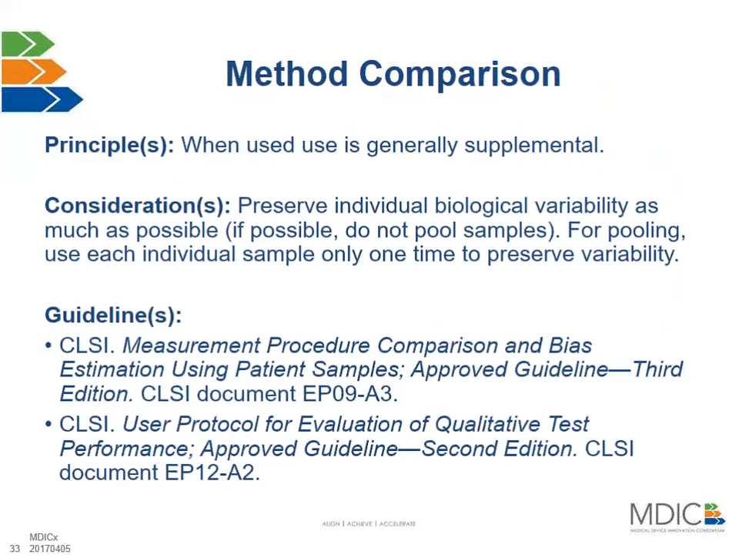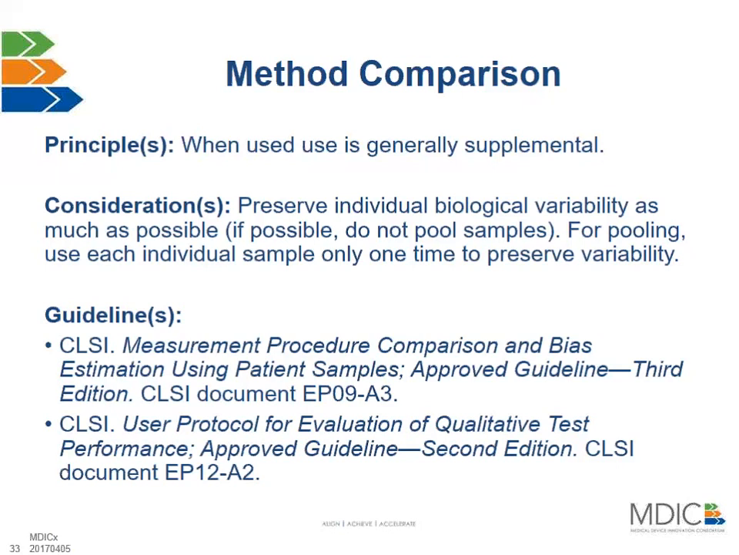The method comparison study provides an example of when the use of surrogate samples is generally more to supplement rather than to replace naturally occurring specimens. And noting here in particular that preserving individual biological variability is an important factor for this study type. So therefore, when one is looking at the sample hierarchy, this is an important factor to keep in mind when looking at how best to prepare the surrogate sample.